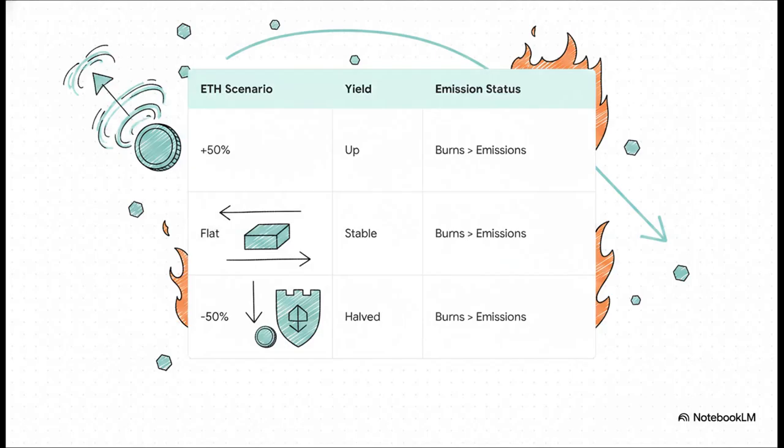But look at exactly how resilient the decay curve makes the protocol across these different scenarios. If ETH goes up or stays flat, burns vastly exceed emissions. We expect that. But look at that bottom row.